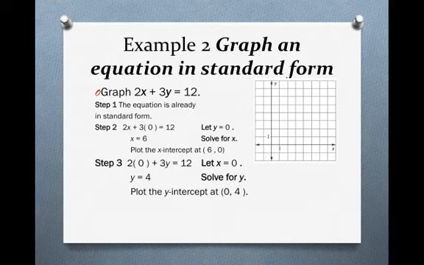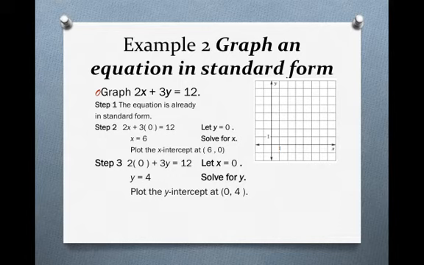Now let's find the y-intercept. We plug in x equals 0 to find the y-intercept. So we'll have 2 times 0 plus 3y equals 12. 2 times 0 is just 0. So 0 plus 3y gives us 3y. Divide both sides by 3 and we get y equals 4. So that gives us a y-intercept of (0, 4).